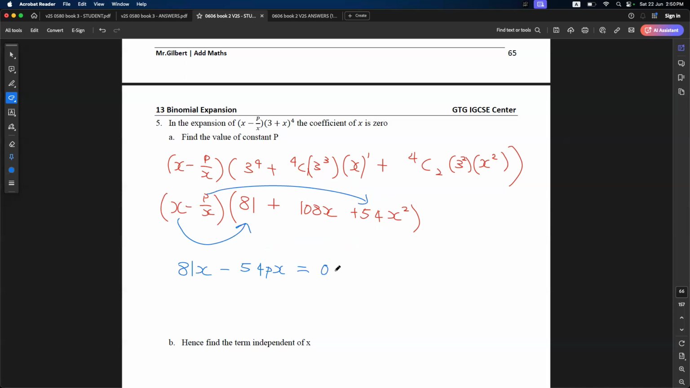The coefficient of x is 0. So from here, 81 minus 54p is equal to 0. Then 81 is equal to 54p, and therefore p is equal to 81 over 54, which is 3/2.